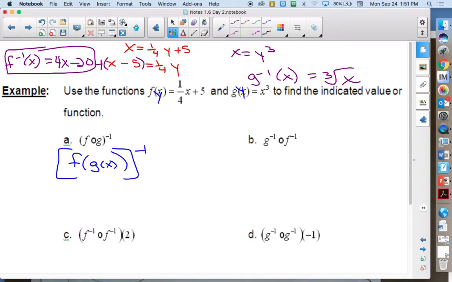So notice where the negative 1 is. The inverse part is last. So you're doing the composite part first. Alice, when you plug g in for f, what does that give you? It would be 1/4 x cubed plus 5. So that part there is the f of g of x. Then you're finding the inverse of this function. This is f of g of x.